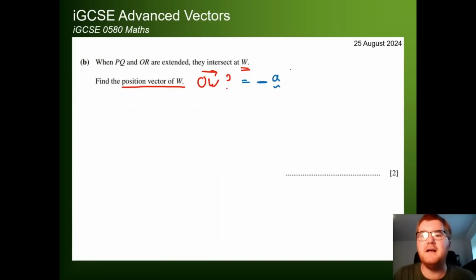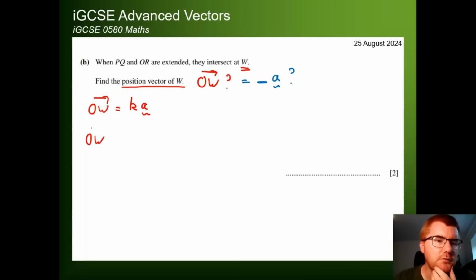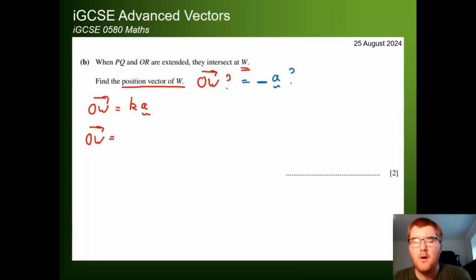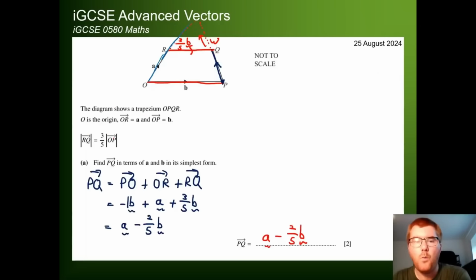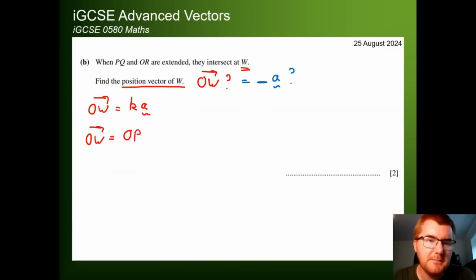We just don't know what that something is. Now, the way to think about these kinds of problems is to think of it in two different ways. So we know that OW, the vector O to W, is equal to some K times A. We know that from what I just described. However, we could also take a longer route. We could take the route O to P and then P to W.